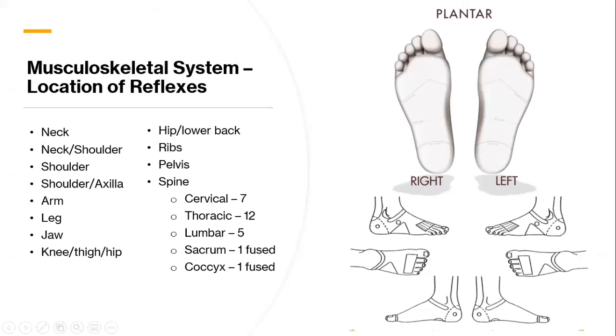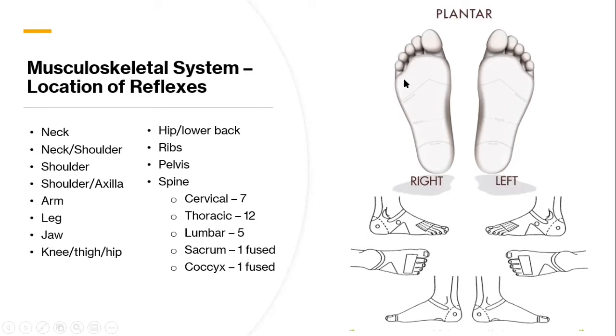And it starts with the neck. If you look on page 15.6, you're going to see the neck, and it is right underneath the big toe. The neck and shoulder goes right from zone 1, right underneath the big toe, all the way over to the most lateral edge underneath the baby toe, and that's going to be on both sides.